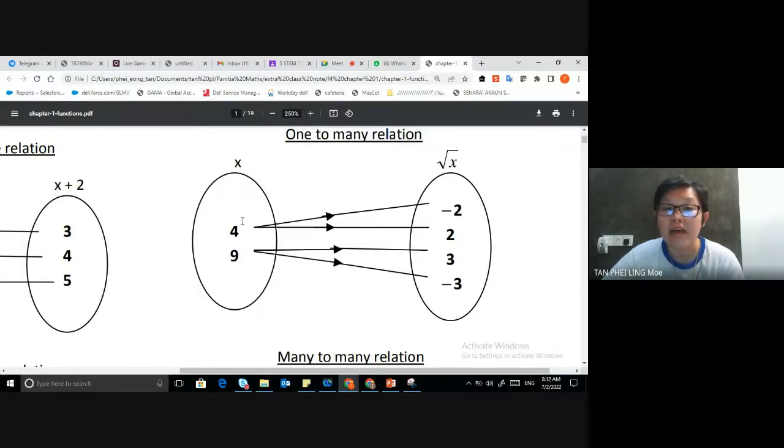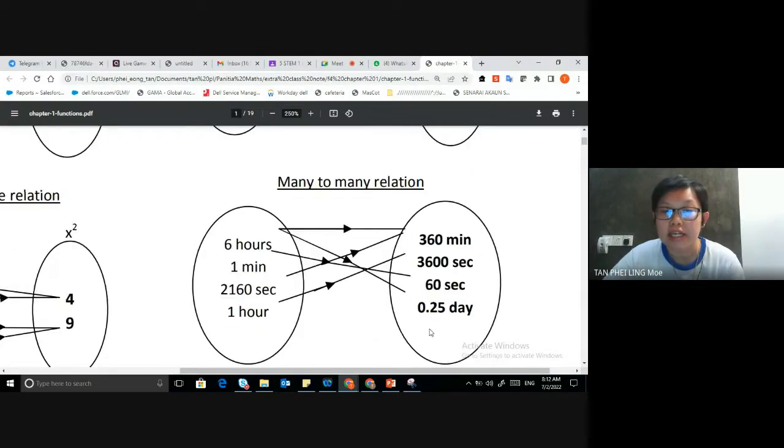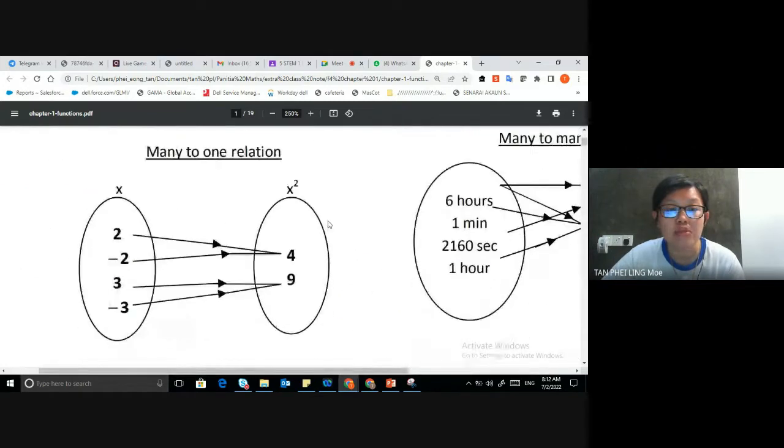So now from left to right, we say that this is one object to many images. Then we go on to the third one. Many-to-one means that you have many objects to one image. So this is like what I have told you. When you consider square, 2 squared, you get 4. -2 squared, you also get 4. So that's why this is many-to-one, because the relation starting from 2, you square it, becomes 4. -2 also, we square it, becomes 4. So this is many objects moving to one image. That's why it's many-to-one.